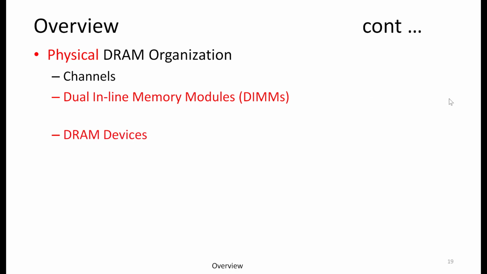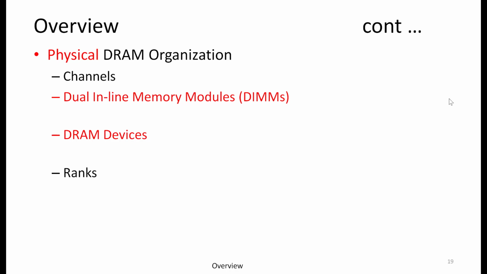DIMMs are now divided into multiple DRAM devices, and each DRAM device is made up of multiple DRAM arrays. Each DRAM device can itself be seen as a mini DRAM because the operation in one device is the same across all the devices, and we specify the DRAM device with its width as X4 or X8, and so on.